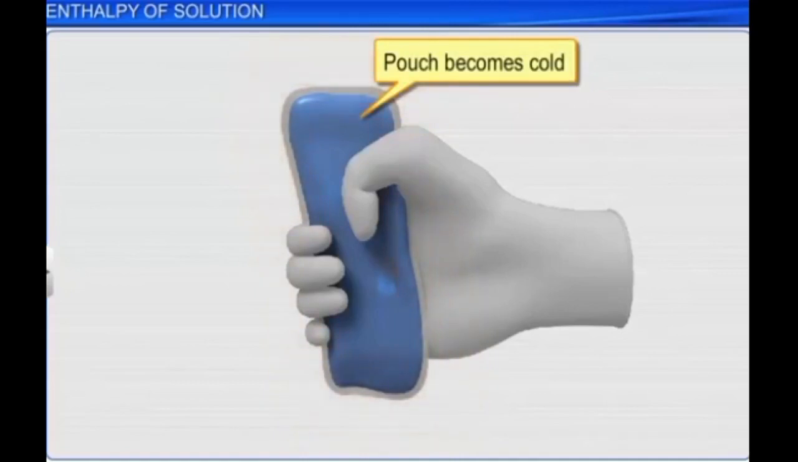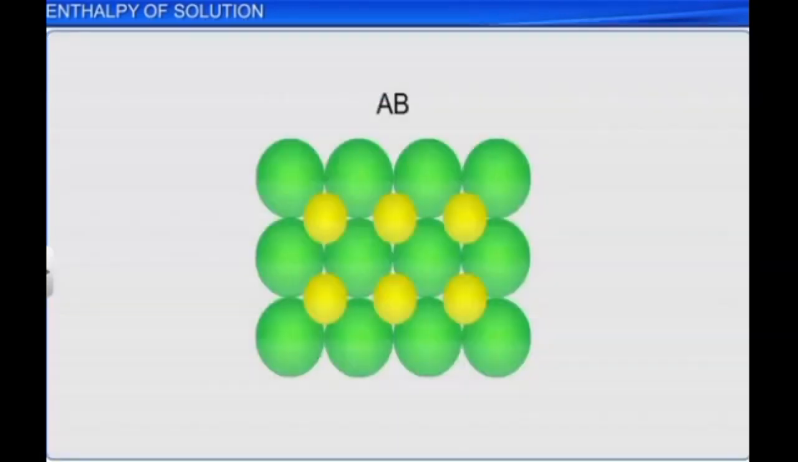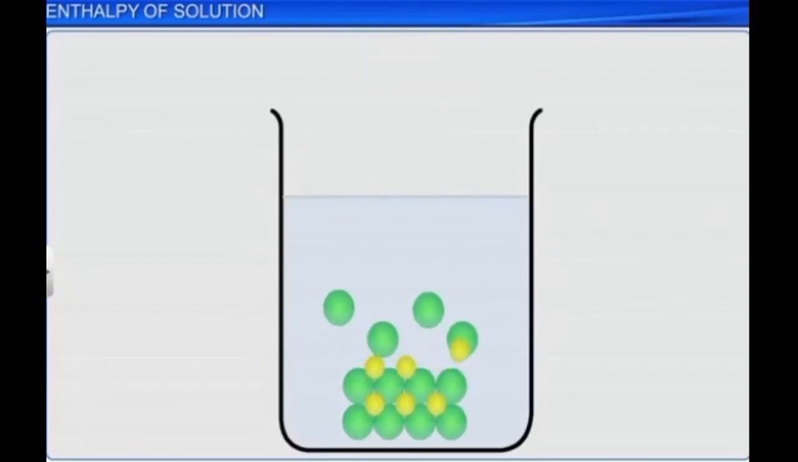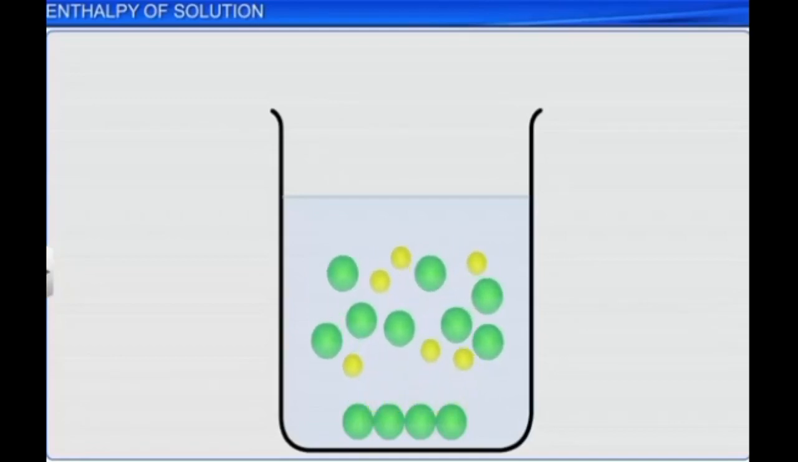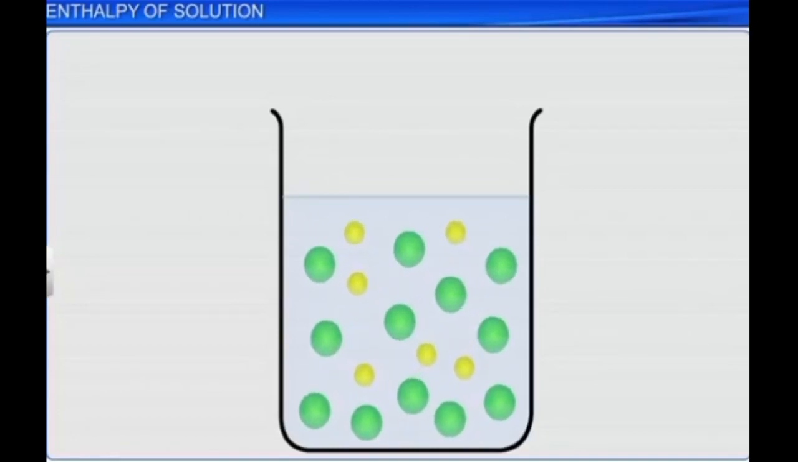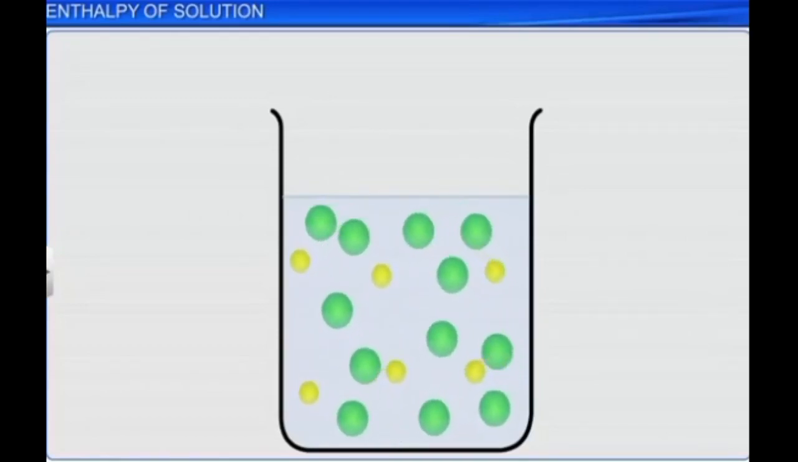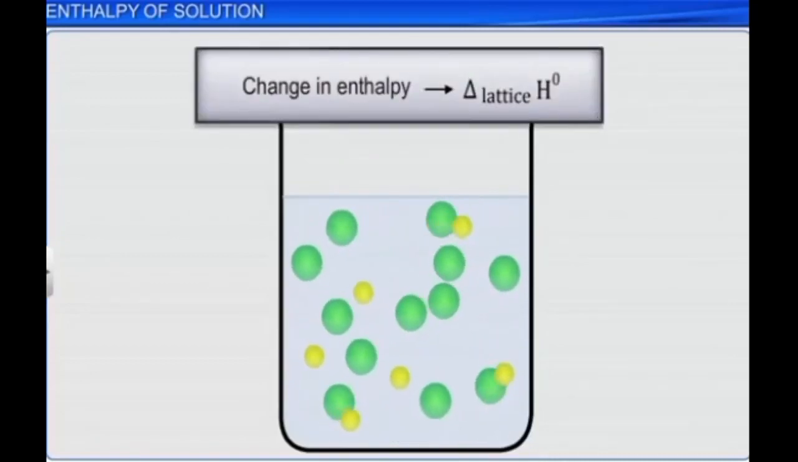The amount of heat energy released or absorbed when 1 mole of a substance dissolves in a specified amount of solvent is known as enthalpy of solution. For example, the ions of an ionic compound, AB, are held together by electrostatic forces of attraction. When it is dissolved in a solvent, its ions leave their ordered positions on the crystal lattice. A certain amount of energy is required for conversion of an ionic compound to its ions. This energy is known as lattice enthalpy and is denoted by ΔlatticeH0.